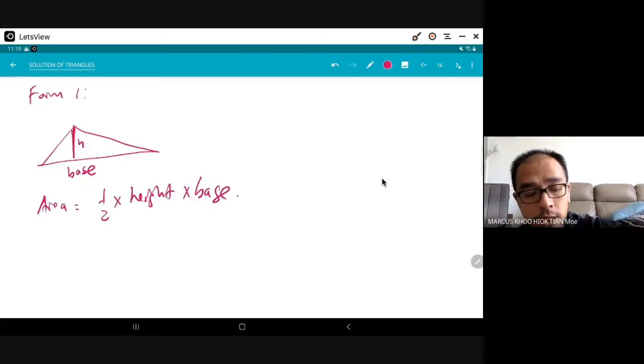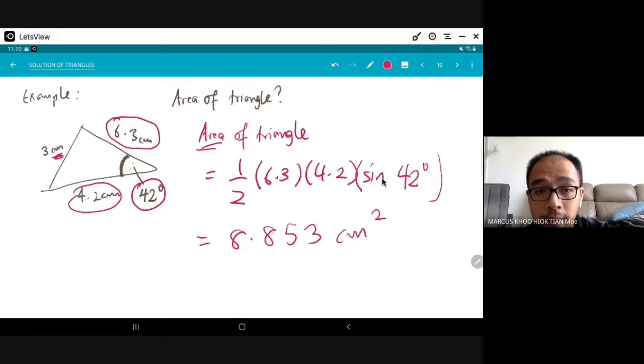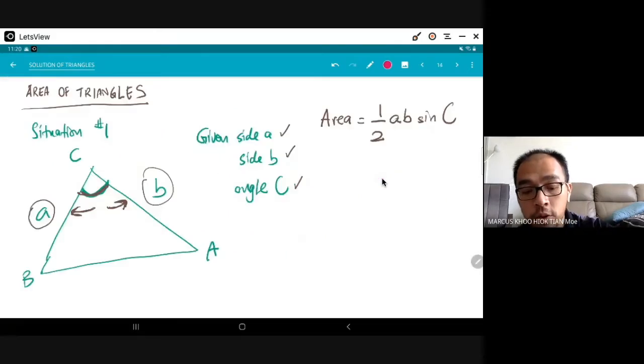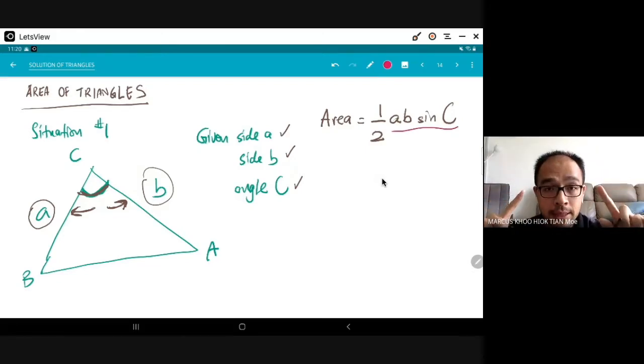But now let's say in this triangle, I don't know what the height is. If I don't know the height, I need an alternative formula, so that I don't have to make my life difficult. This formula is so easy to use. All you have to know is just half AB sine C. Just remember that it is the two sides and then the sine of the angle in between.